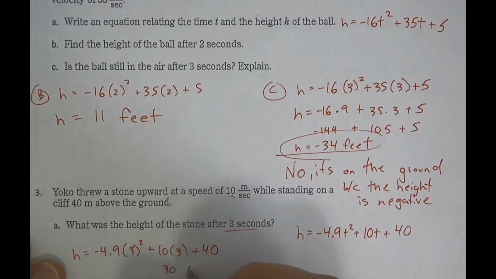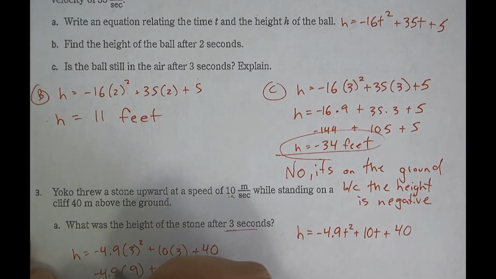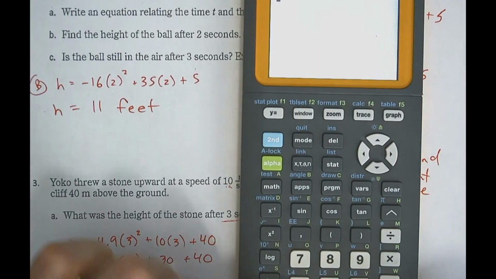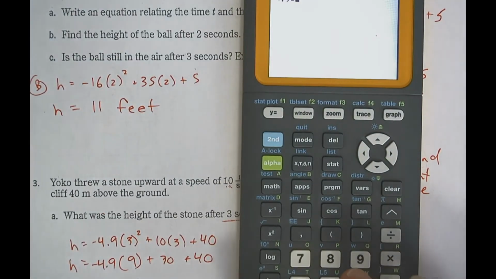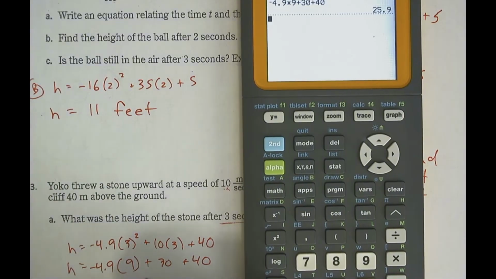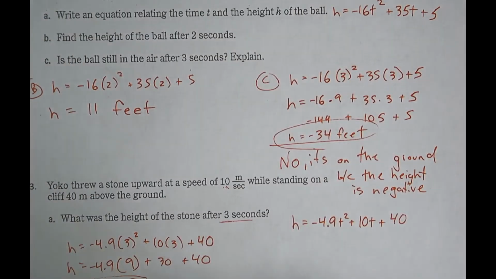So this will be 30 plus 40. 3 squared is 9. So it's 9 times negative 4.9. So negative 4.9 times 9 plus 30 plus 40, 25.9 meters. Flip it over.